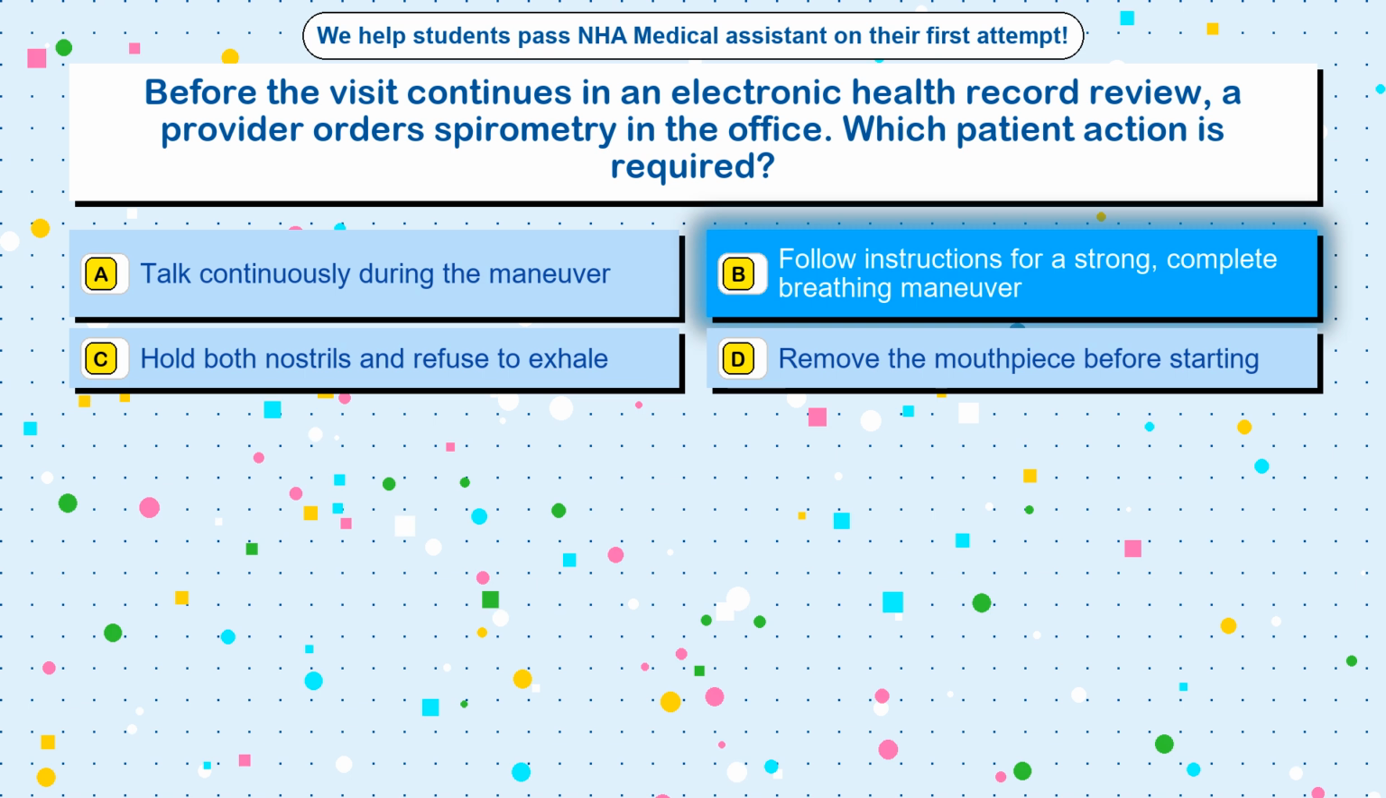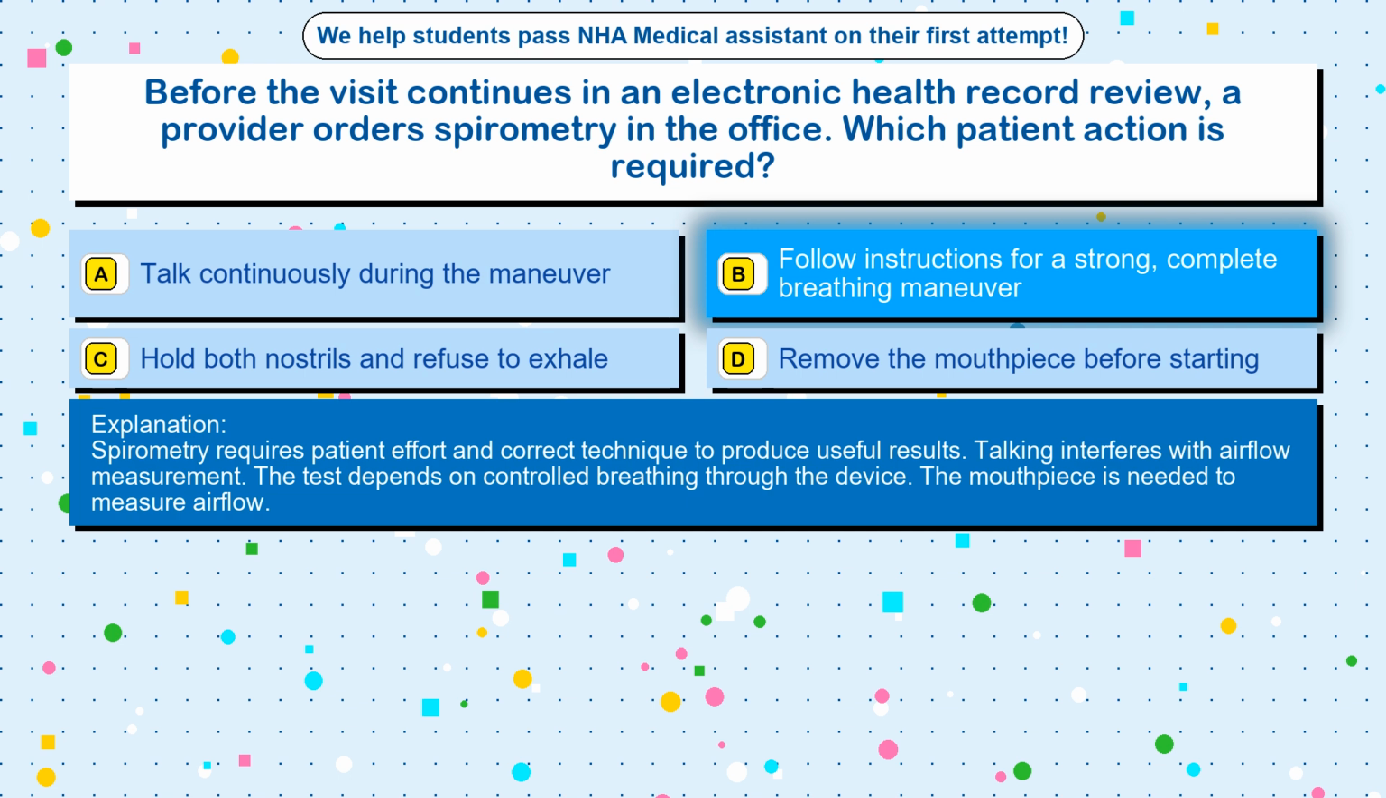The correct answer is option B, follow instructions for a strong, complete breathing maneuver. Spirometry requires patient effort and correct technique to produce useful results. Talking interferes with airflow measurement. The test depends on controlled breathing through the device. The mouthpiece is needed to measure airflow.